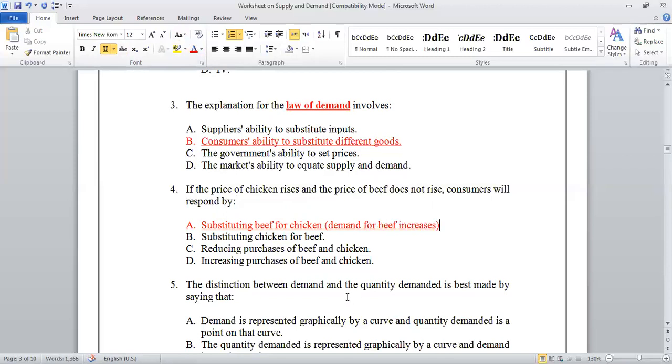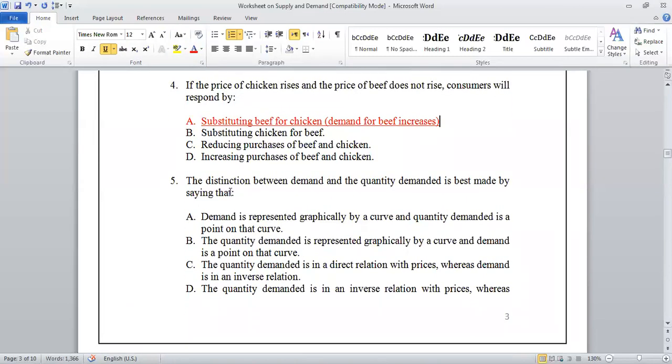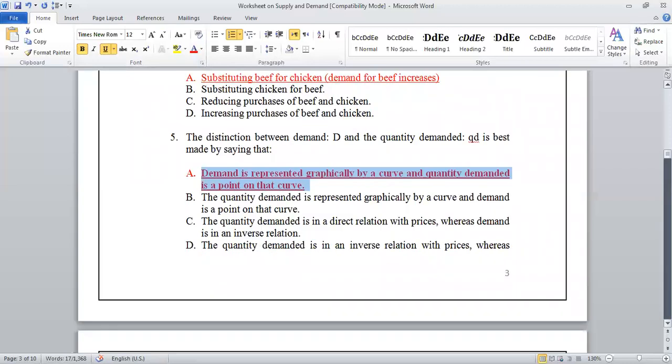Question 5. The distinction or the difference between demand and quantity demanded. What is the difference between demand, which is represented by D, and quantity demanded, which is represented by QD? Demand, if you remember the D that represents the curve, the graph, QD are points on your curve. So demand is represented by a curve and quantity demanded are points. This is basically A without even having to read the rest of the answers.